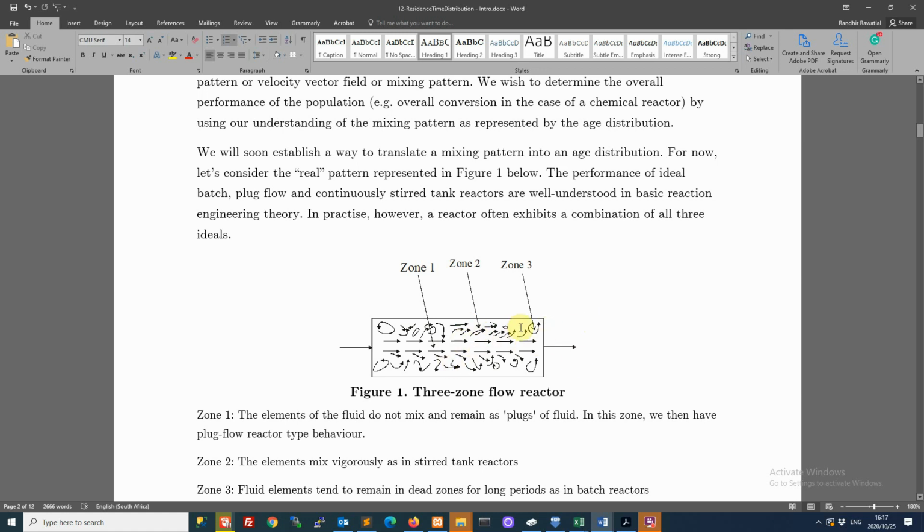So we can imagine that if we could break down some real reactor into a network of simpler, more ideal type reactors, that we'd have some hope of modeling this reactor. And that's in part what we do. So later on in this section, we will come to the compartment models, and there we try to answer the question, how much volume is dedicated to plug flow behavior, how much to batch-like behavior, and so on. So that's the motivation for undertaking the study of residence time or age distributions.